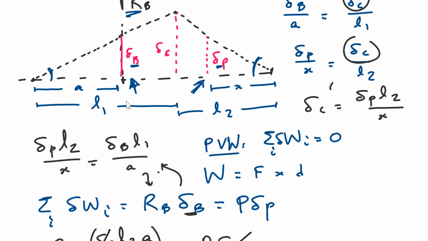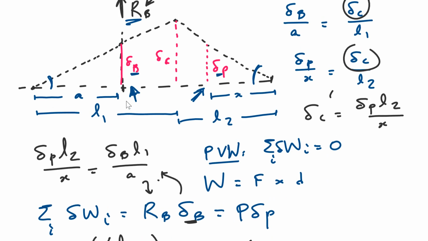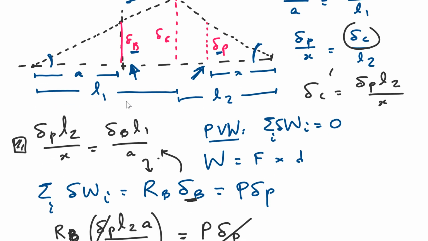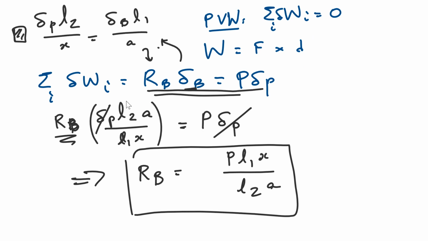From there, what did we do? We used similar triangles to find a relationship between the deflections. And this led to this result over here. After that, we used the principle of virtual work to equate these to each other. And then we simply substituted them in, and we solved for the reaction. Okay? So that's the first lesson.